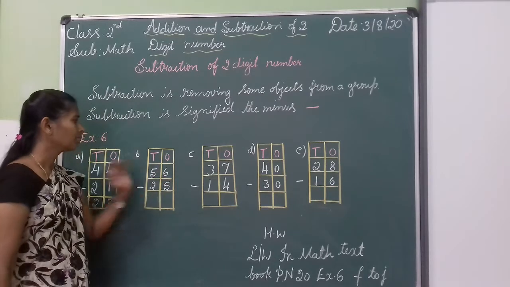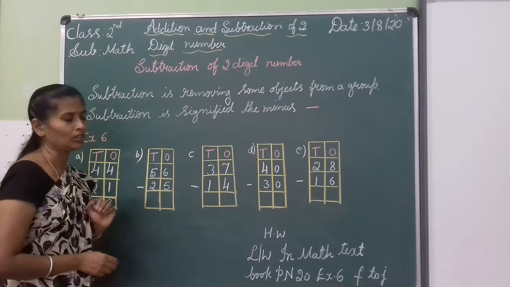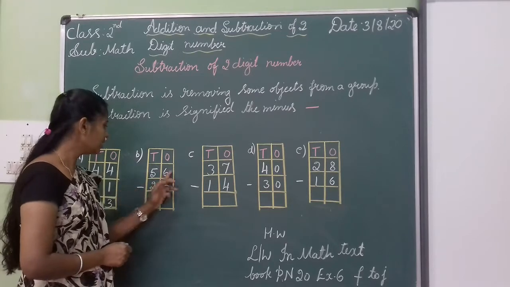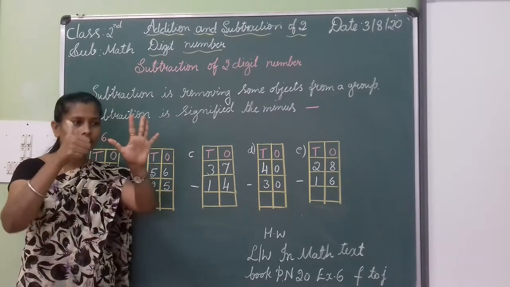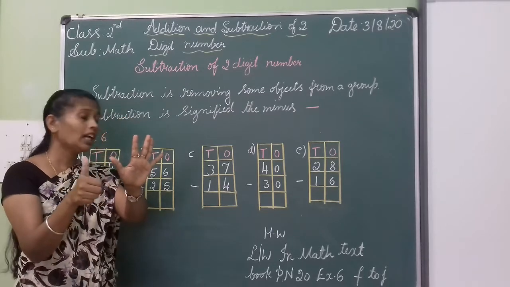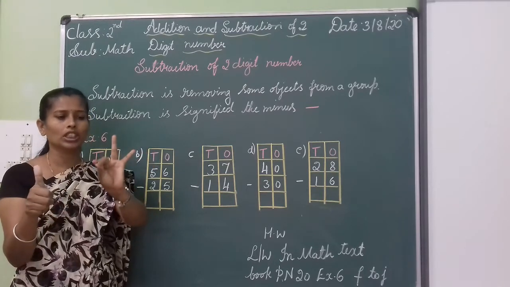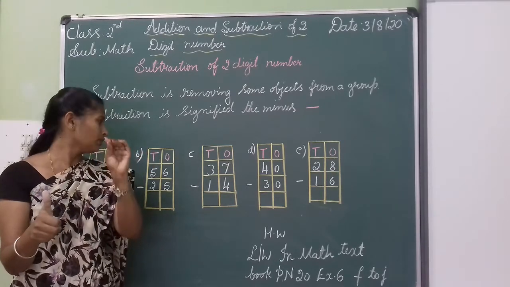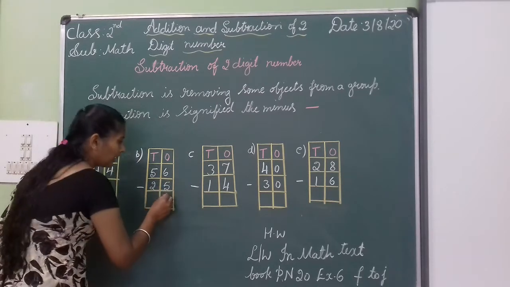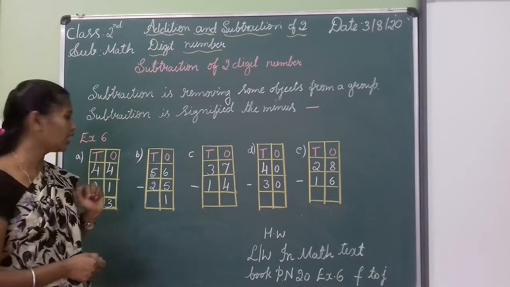Now B. First we have to do the ones place. 6 minus 5. Keep 6 fingers. How many do I have to take away? 5. Take away 5: 1, 2, 3, 4, 5. From 6, if I take away 5, remaining 1, right? 1 in the ones place.